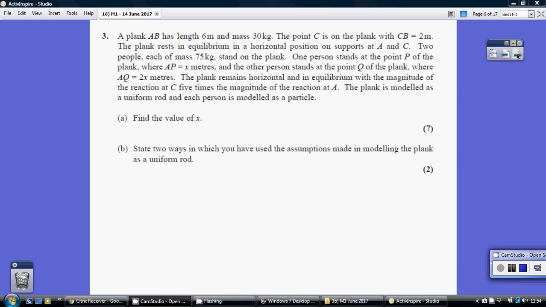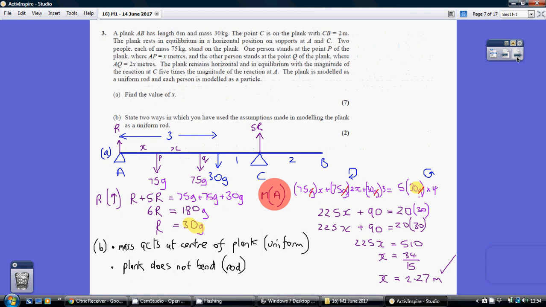Question 3. As so often is the case with M1, the secret is in a good diagram. So here's the diagram representing all the information above. We've got our pivots A and C, we've got the normal reaction of R and 5 times that amount, 5R. We've got P being X away from A, Q being 2X away from A, and so on. So make sure you're clear with that diagram, because once you've got the diagram, this is fairly straightforward, I think.